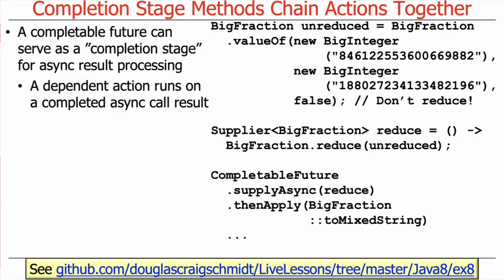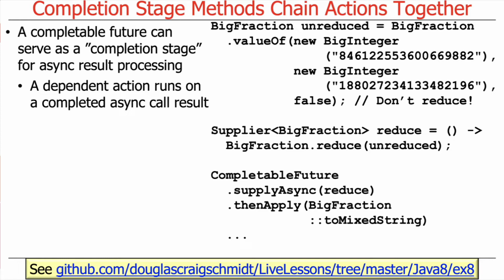So what is a completion stage? A completion stage is a dependent action that runs after the completion of an asynchronous call, and it handles the result of said asynchronous call. So when an asynchronous call completes, then a completion stage method will be used to perform an action that depends on the result from the completed asynchronous operation, which is a bit of a mouthful, but it describes what's going on. And we'll take a look at an example here to make it more clear.